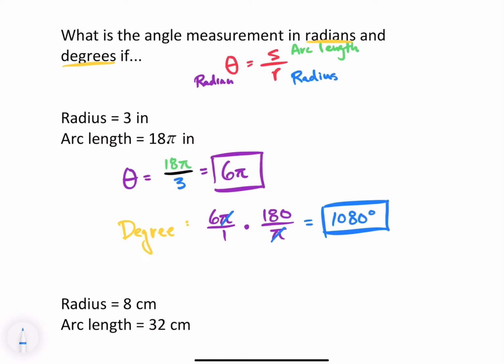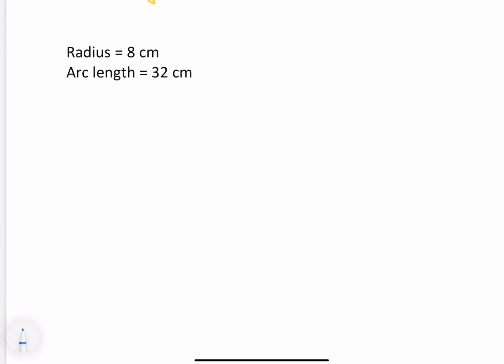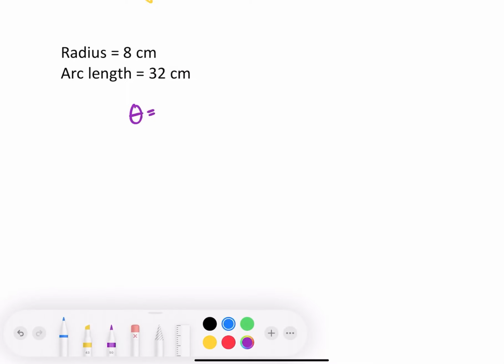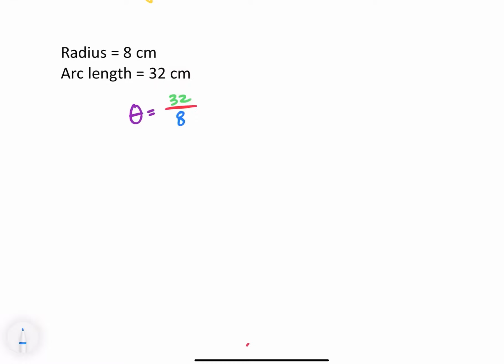Okay. All right, let's try one more problem here, and pretty much the same thing. And in this case, you should be able to notice that, again, our arc length is only 32 centimeters. There's no pi here, and that's perfectly fine. So let's go ahead and take a look at this one over here. Again, we have our radian, which we use this theta symbol, and then we have our arc length, and the arc length in this case is 32. And we're going to divide that by the radius, which is 8. Okay, well, 32 divided by 8, well, that's just equal to 4. So the radian is 4 radians here.